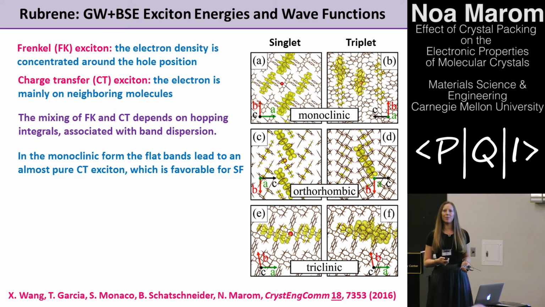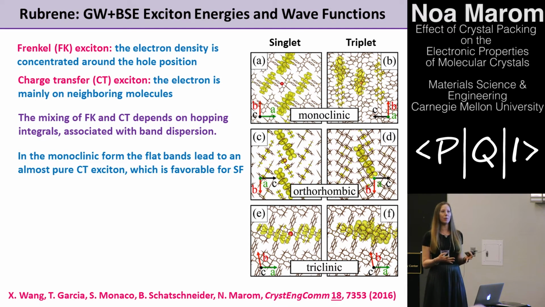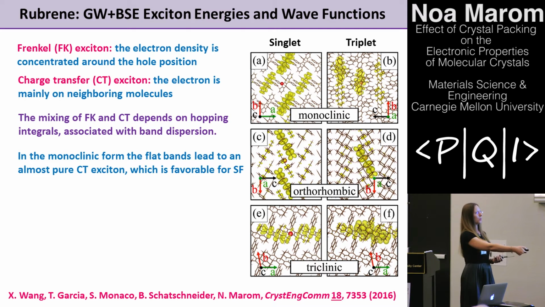The first type is called a Frenkel exciton, and this is where the electron density is concentrated around the hole position. So this one, for example, is a Frenkel type exciton. The other type is called a charge transfer exciton, and this is where the electron density is concentrated away from the hole position. For example, this one here is a charge transfer exciton.